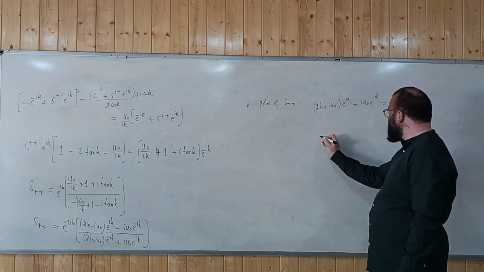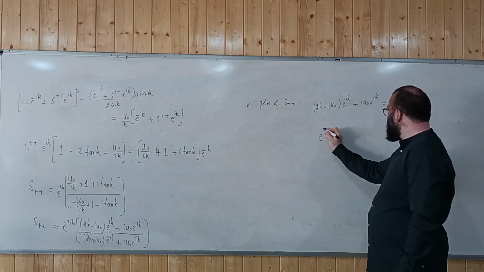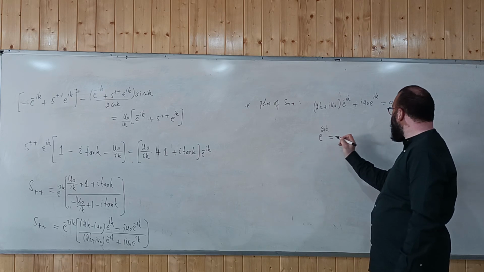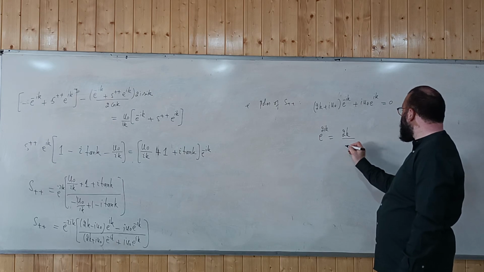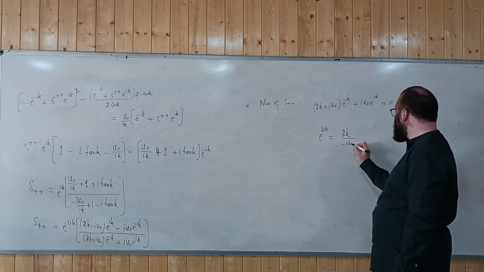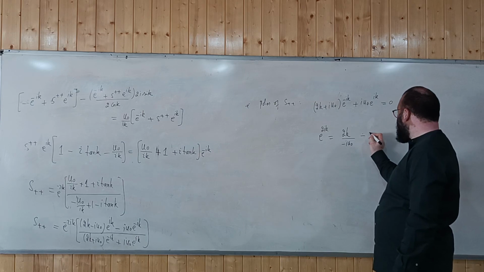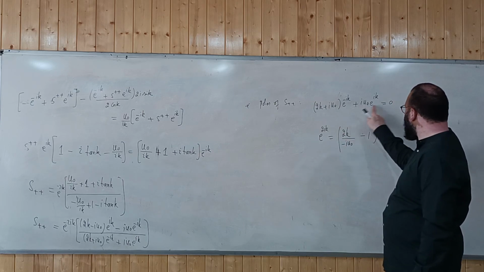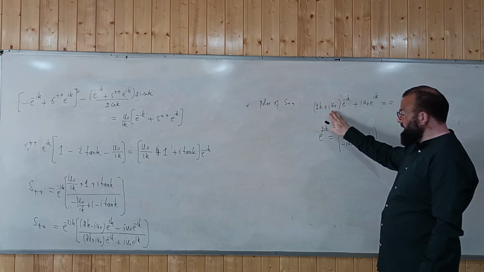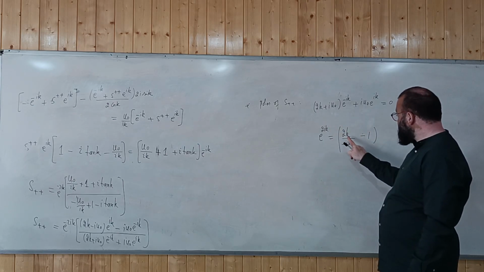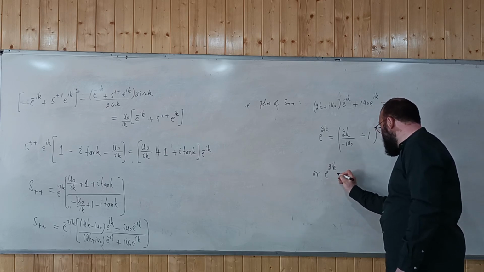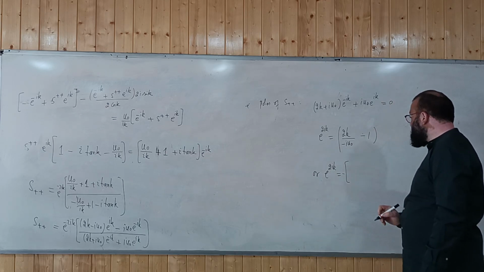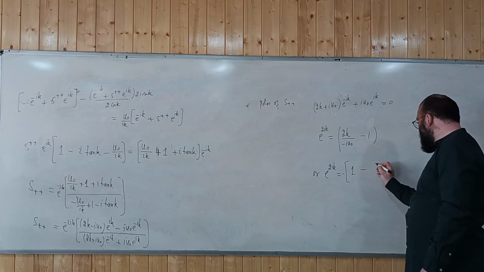So what you are having therefore? e raised power twice ik is equal to 2k by minus iu plus minus 1. So when you take it on this side, it is minus iu. It will divide this thing up. So it's minus 1 and I will be having e raised power twice ik equal to, let me take minus 1 outside, 1 minus twice ik by u.